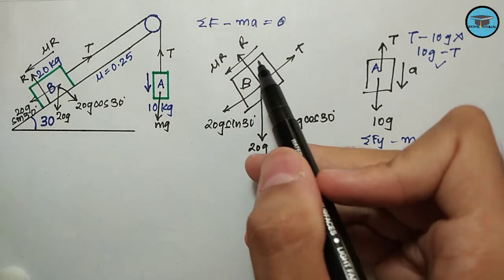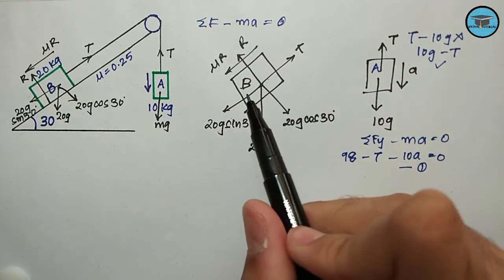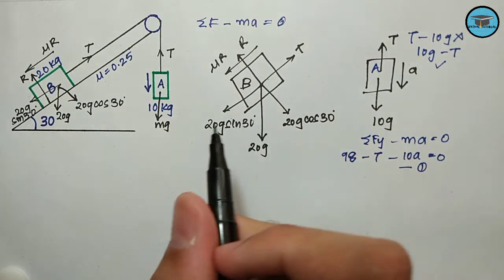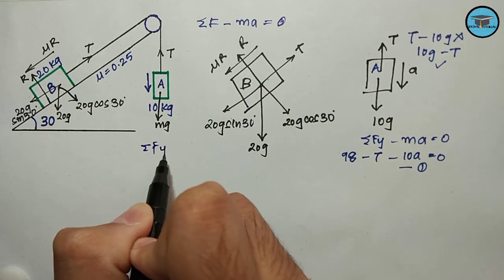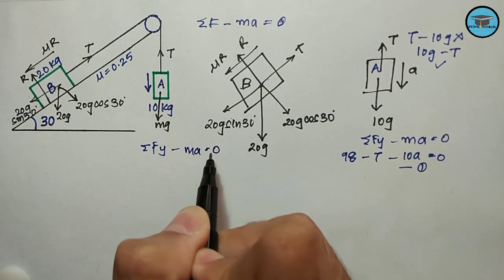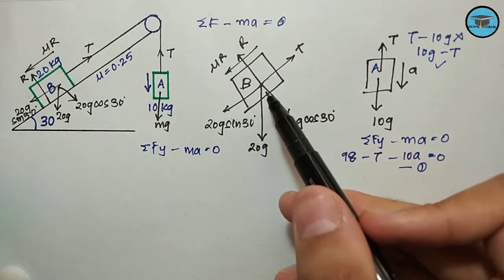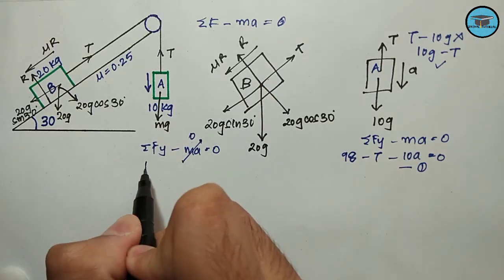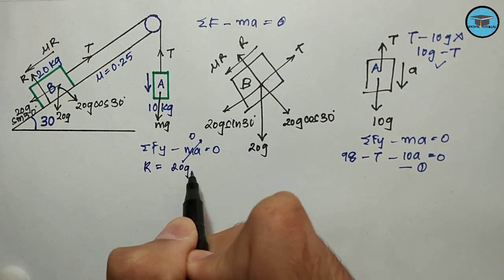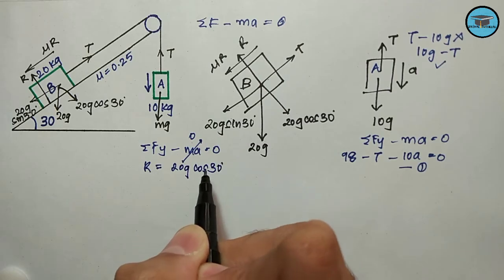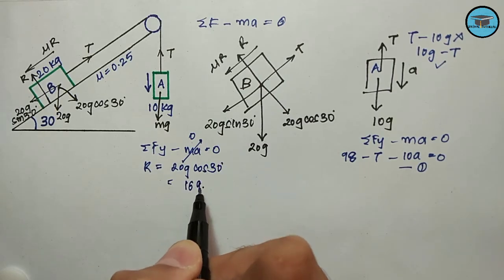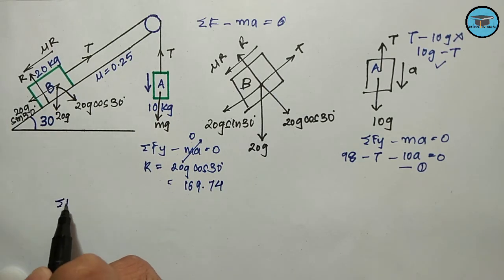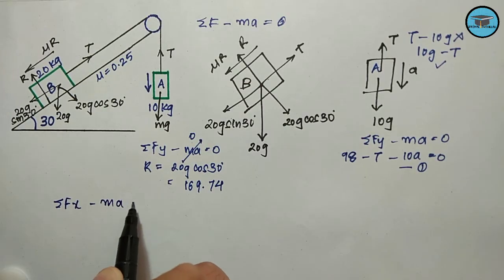Now applying the D'Alembert's principle for this block B, so sigma Fy minus Ma, that is equals to 0. But since there is no motion along the y direction, this Ma would be equal to 0. So sigma Fy, that is equals to 0. So we can get R equals to 20g into cos of 30. Okay, and the value of R comes out to be 169.74.